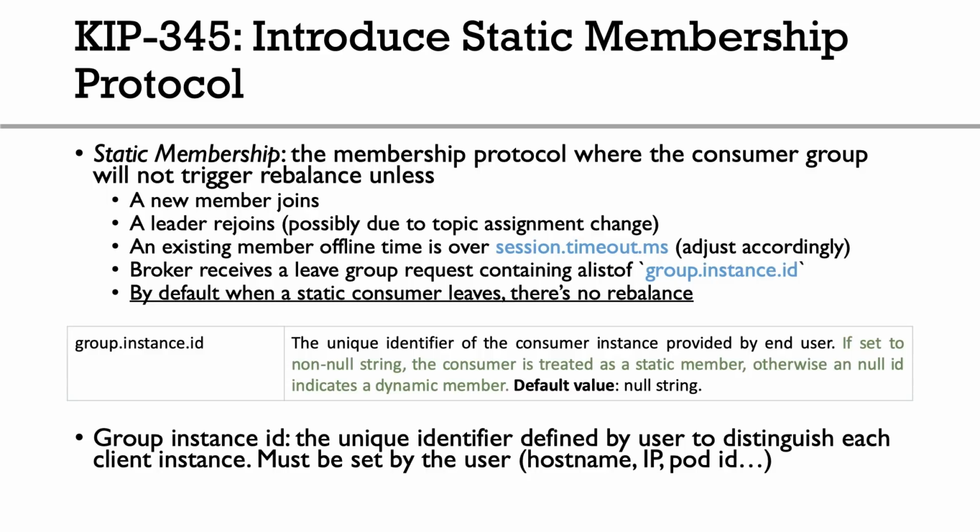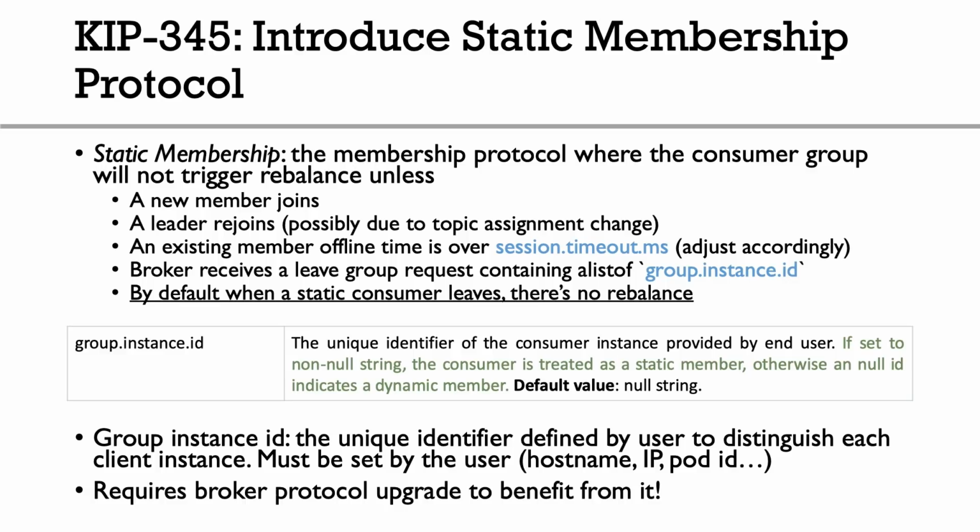And this must be a unique identifier to distinguish each of your client instances. And this is for you to define. So it could be the host name, the IP, maybe if you're using Kubernetes, it could be the pod ID. And the idea is that now all these things will have a static membership. And when it happens that they leave, they're expected to come back and there is no rebalance happening. So that decreases a little bit of the rebalance time or just removes it completely, which can be truly helpful if you have a big consumer group or a big stateful application in Kafka.